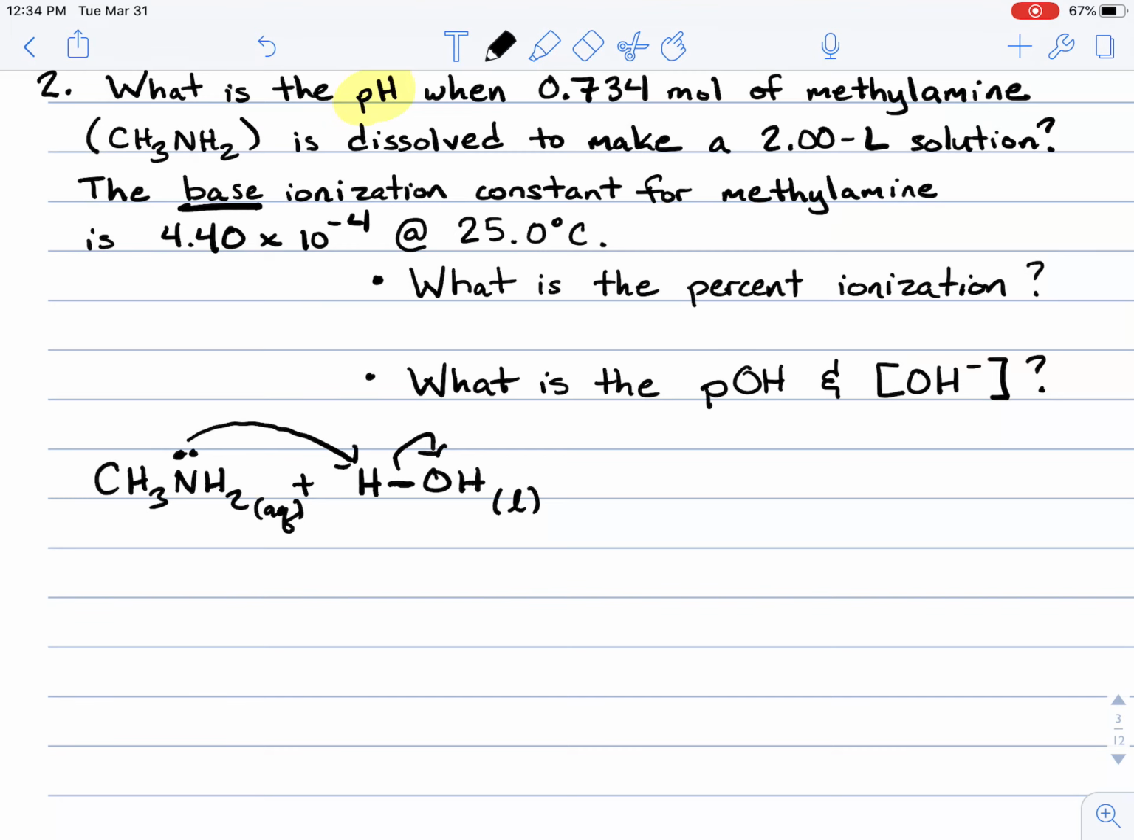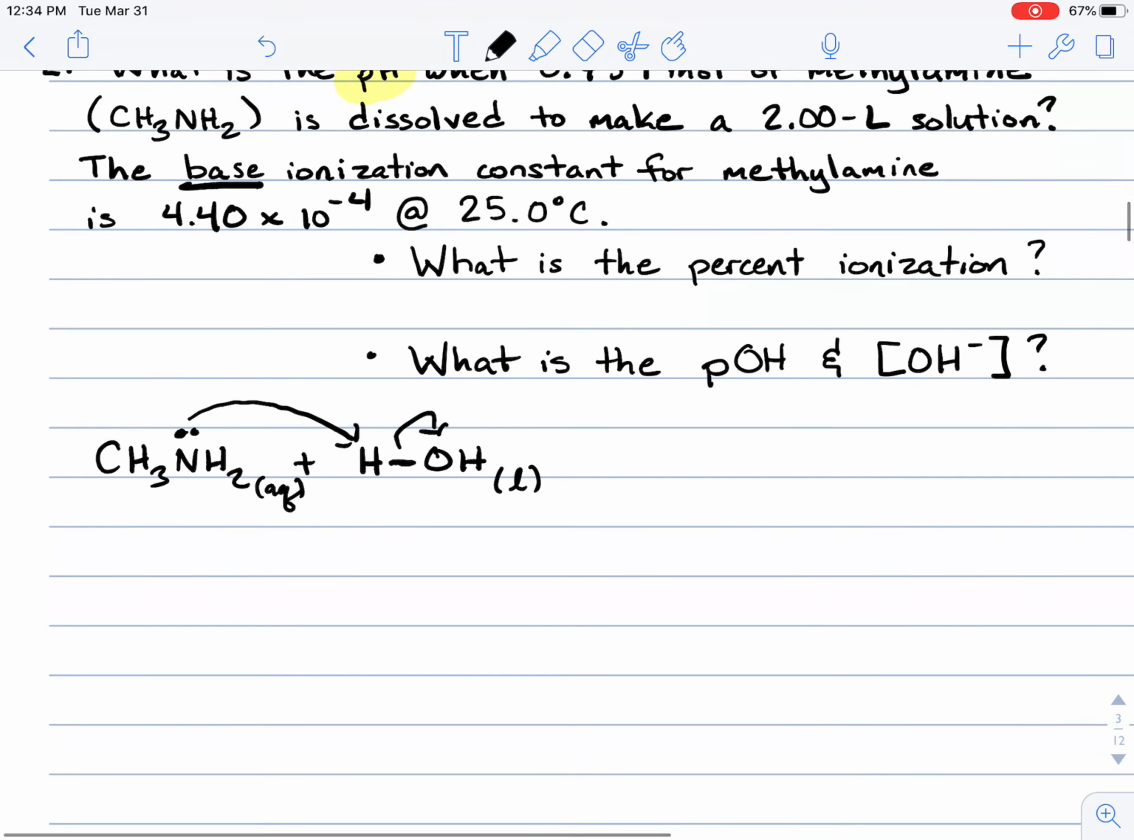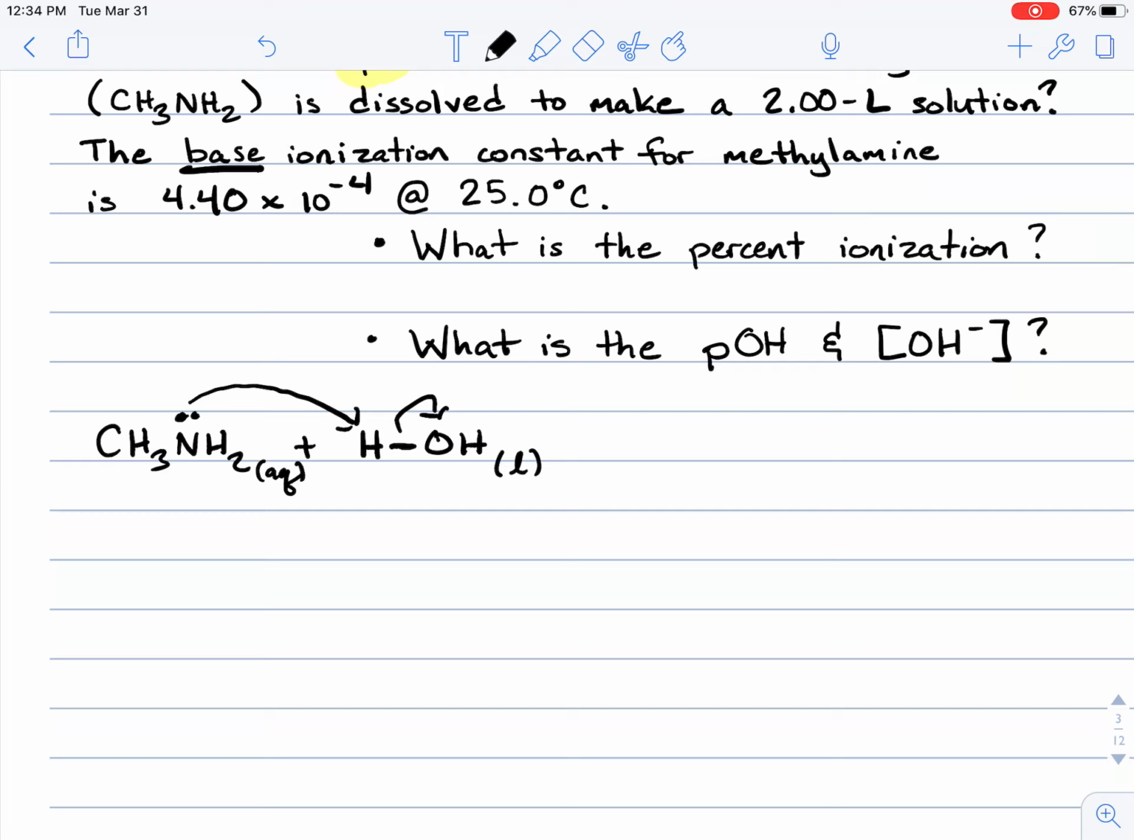And so if we're trying to use our terminology for this specific chapter, methylamine is going to act as a Lewis base. And the water is going to act as a Lewis acid. And so here in this case, protons are not specifically transferred. It's going to be a lone pair.